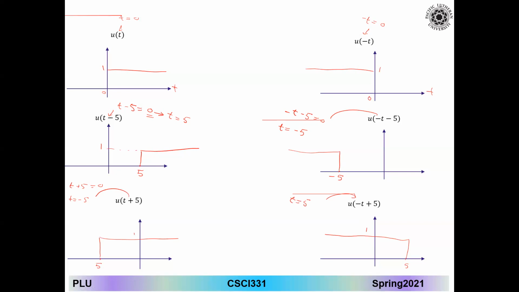So basically that's how to draw u of t regarding the shift, whether the amount of the shift is to the right or left. Just take the quantity inside the parentheses, set it equal to 0, and find the step point of the time.